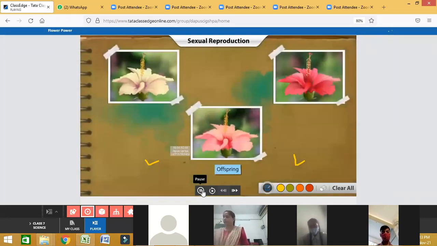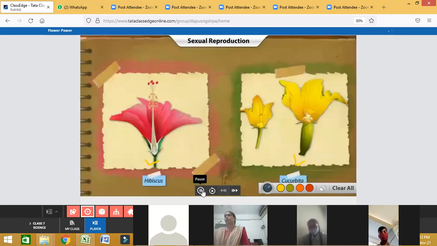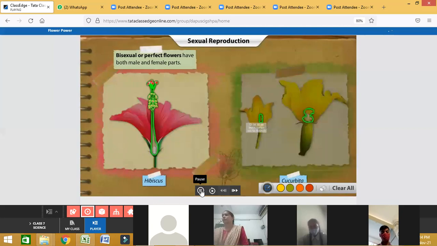The offspring of sexual reproduction inherits features from both parents. In flowering plants, the reproductive structures of the plant are found in the flowers. Though we see a wide variety of flowers in nature, their basic reproductive parts are the same. Many plants have complete flowers that have both male and female parts. These are called bisexual or perfect flowers. Other varieties have either only male or female parts. These are called unisexual or imperfect.